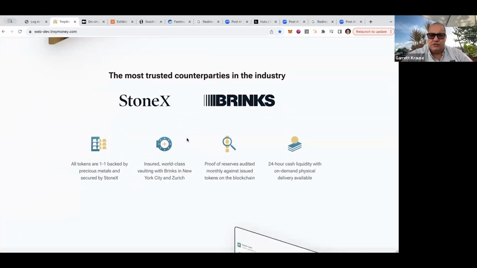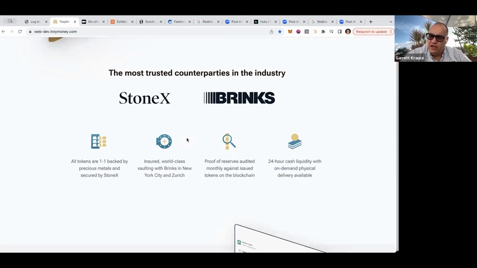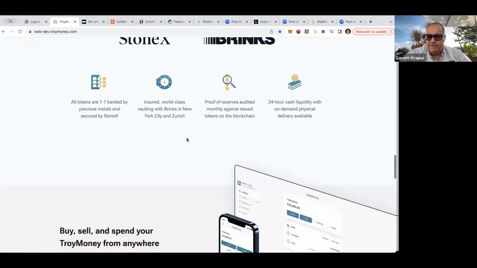Very important is trusted third parties. Whenever you're tying a real world asset to a blockchain, you have to trust somebody. So we've picked two Fortune 100 companies, StoneX and Brinks, two of the most trusted third parties for precious metals in the world. We've decided that you're only going to use the best trusted counterparties to protect your assets, so that our token holders know that their tokens are tied to actual ownership.